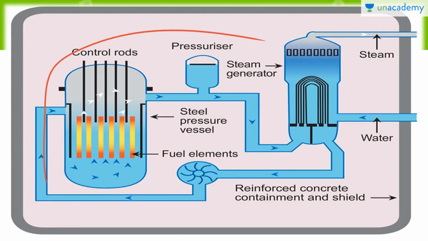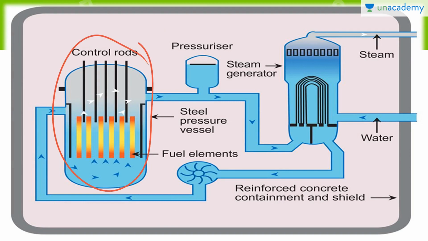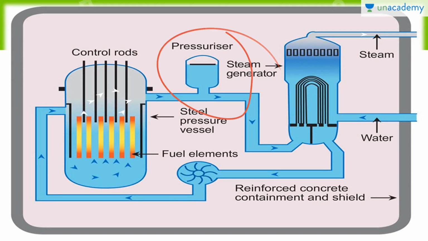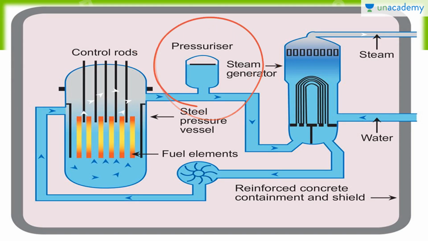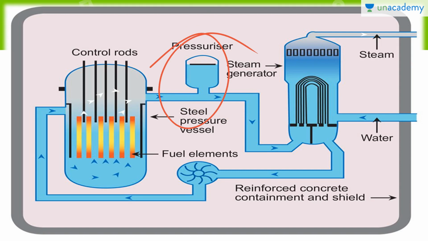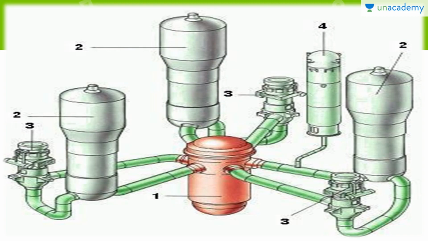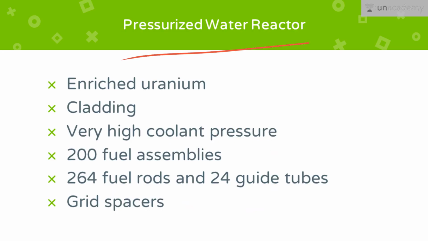So this is a pressurized water reactor. You can see here how the control rods and the reactor are placed, and how the pressurizer is used. You can see these small compartments, they are nothing but the coolants, and this is the coolant pipe which is supplied to the reactor. So let's continue with it.